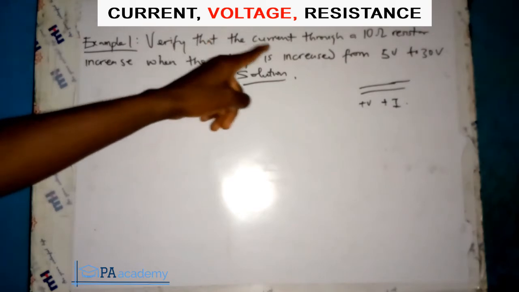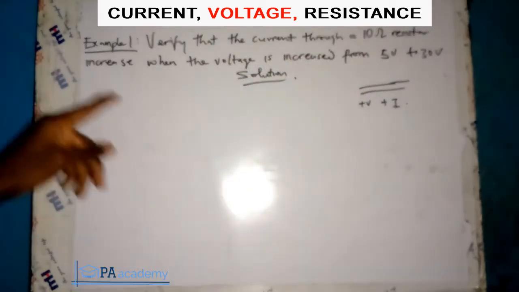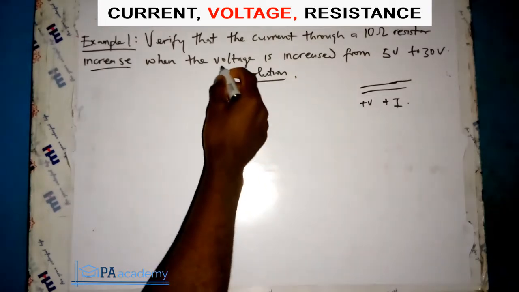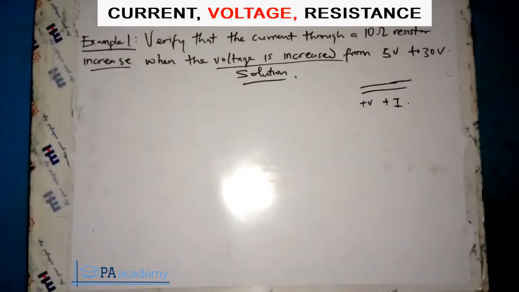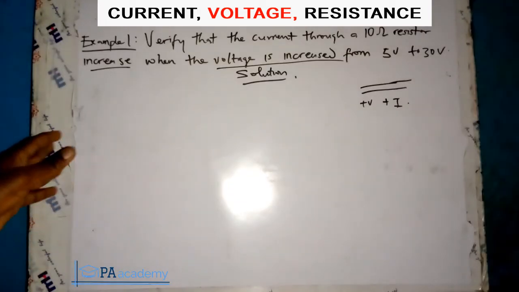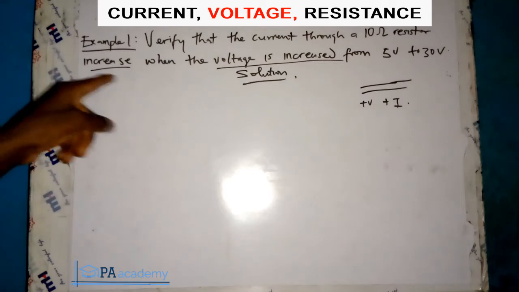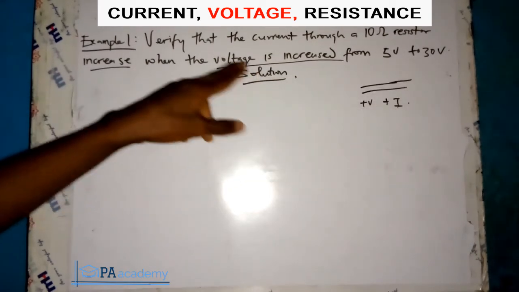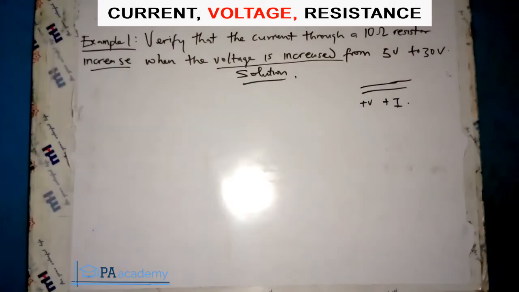It says verify that the current through a 10 ohm resistor increases. So look at this word, increase, when the voltage is increased. They are just asking us to check, using Ohm's law, what will happen if we increase the voltage from 5 to 30. Will the current also increase? So that's what this question is talking about.